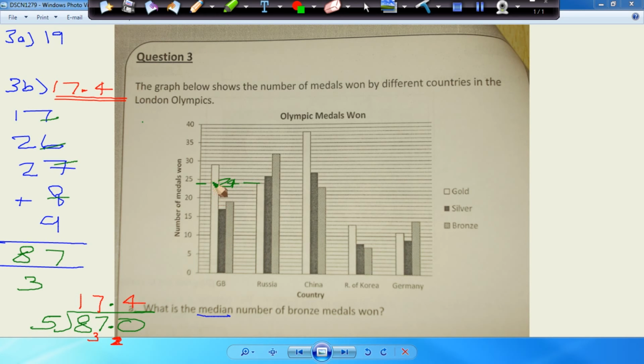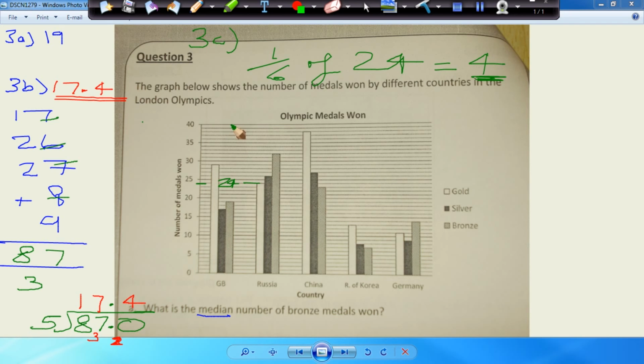And we know that Hungary won 1/6 of 24. So we're going to work out 1/6 of 24. 1/6 of 24 is simply 4. 24 divided by 6 is 4. So that question should give us an answer of 4. That's question 3C. Question 3C, the answer is 4.